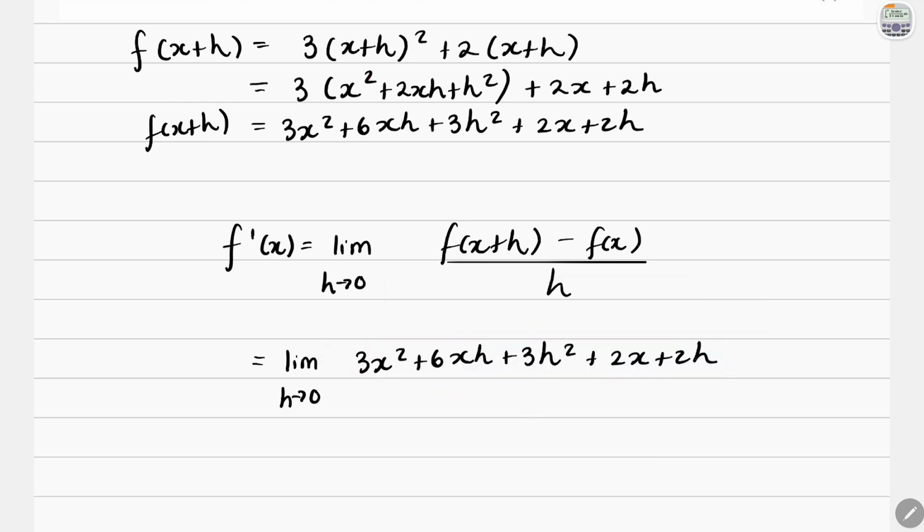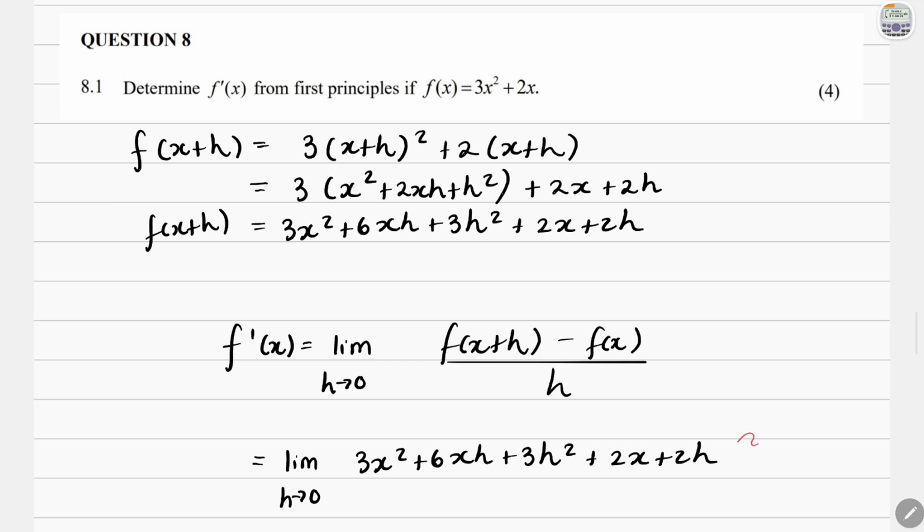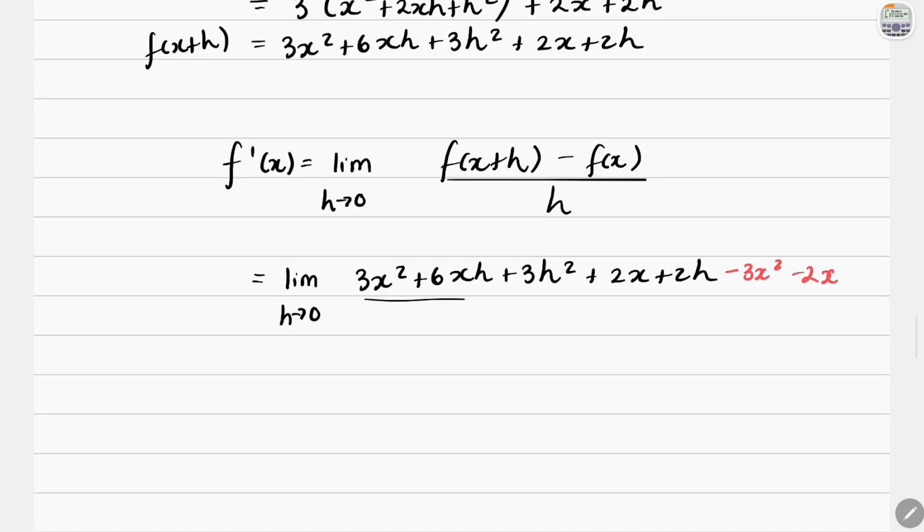Now, you can choose to say minus and then put a bracket so that it applies to both terms, but we could also just see this as distributing it in. So if we're saying minus f of x, we're saying minus the 3x squared, so that's minus 3x squared, and minus the positive 2x, so that's minus positive 2x. Okay, it's going to multiply in there. When we say minus that, it distributes. Okay, and all of this will go over h.